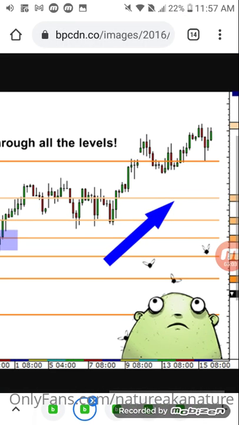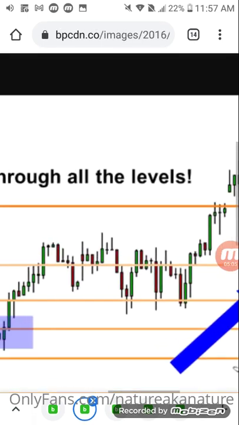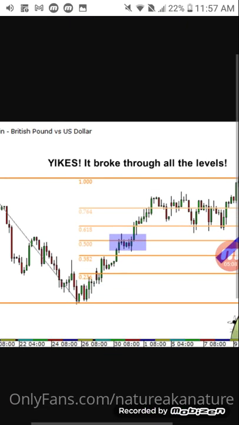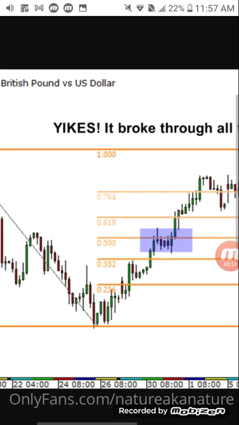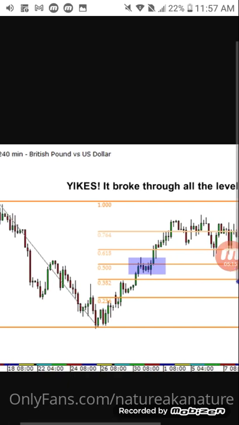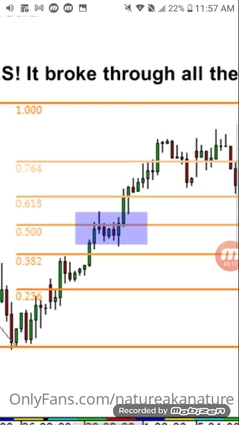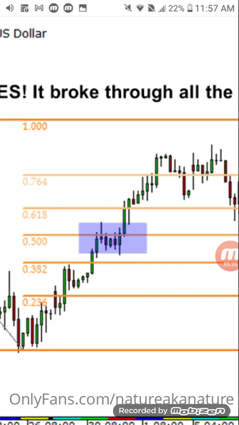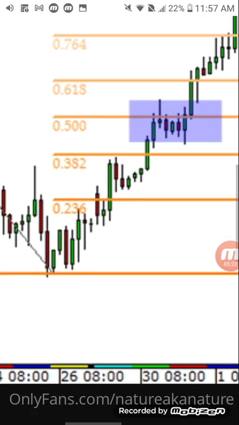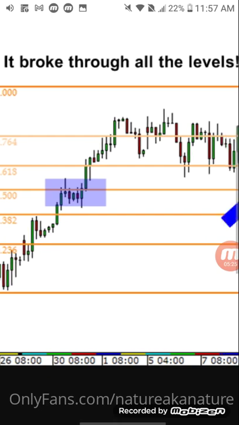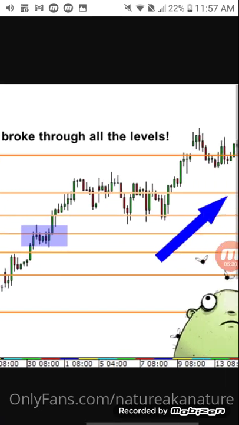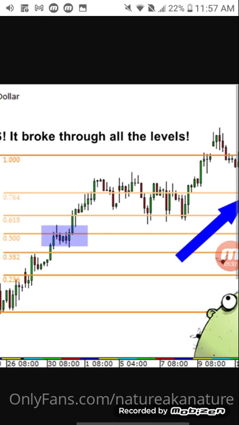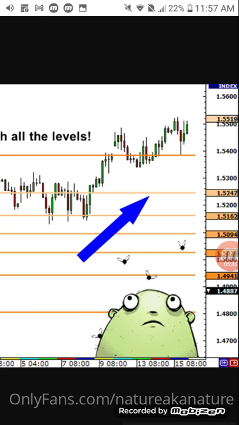Price can fake out and keep going in the opposite direction. So yikes, it broke through all the levels. The price was at the 50 level, as you can see, in the previous downtrend. Then price eventually broke the 50 level, went to the 61.8 level, broke the 61.8 level, went to the 76.4 level, broke that level. Price broke the 100 level too. So it broke all the levels and it's still continuing to head up.